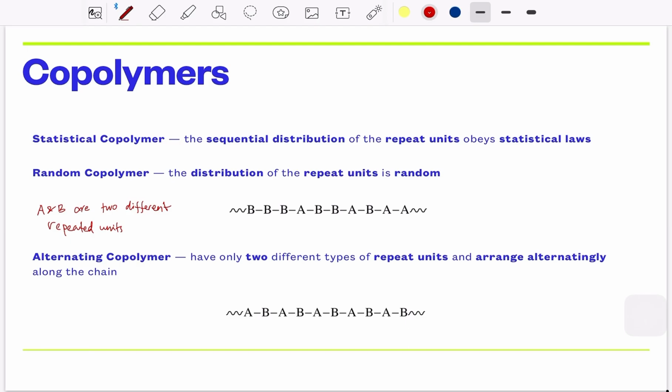Practically random. But sometimes the random one will make some distribution. If it's based on the statistical law, we call it statistical copolymer. But if still we don't know why the distribution is different all the time, then we call random copolymer. And then we could also say we have the alternating copolymer. A, B, A, B, A, B.